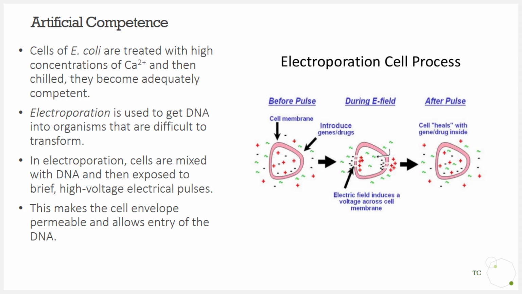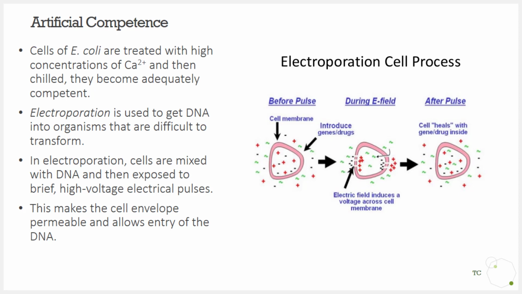There's another way by which you can make cells artificially competent, and that is known as electroporation. This is a physical technique that is used to get DNA into organisms that are difficult or sometimes impossible to transform, especially cells that contain thick cell walls. In electroporation, the cells are mixed with DNA and then exposed to a very brief but very high voltage electrical pulse. This makes the cell membrane permeable. It makes the cell envelope permeable, so even the cell wall becomes slightly permeable. And of course, once it becomes permeable, it will allow the DNA to enter the cell.